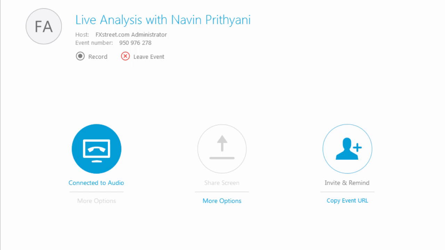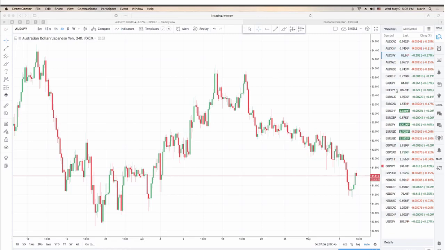Okay, I'm just turning on my screen sharing now. Give me a second here. And voila, there we go. Fantastic. Okay, just turning on screen sharing right now, and you should be able to see my screen as well.